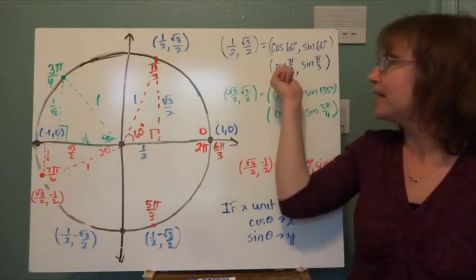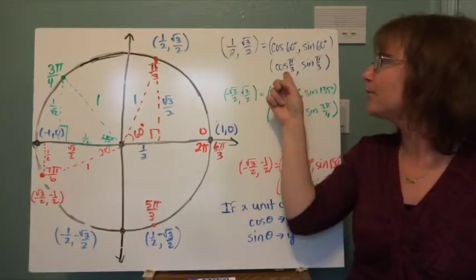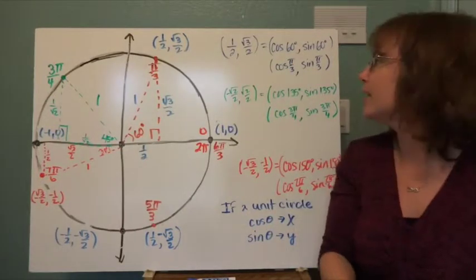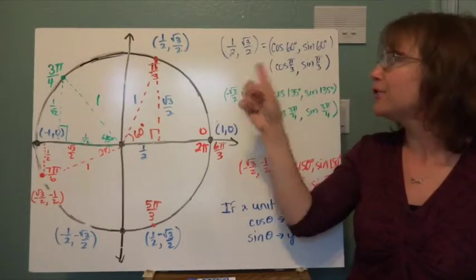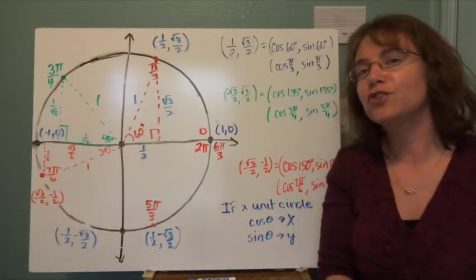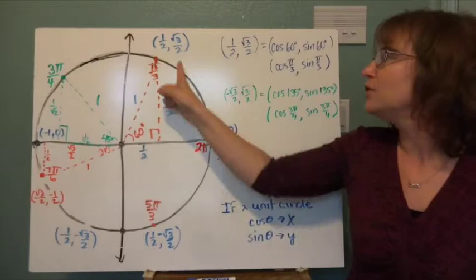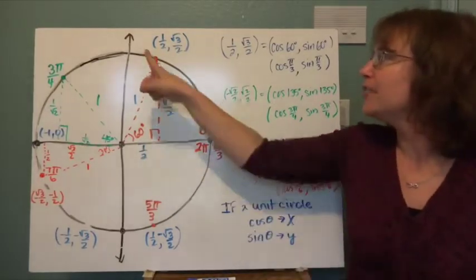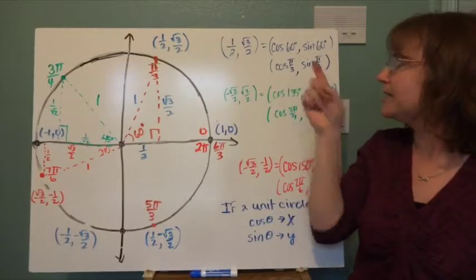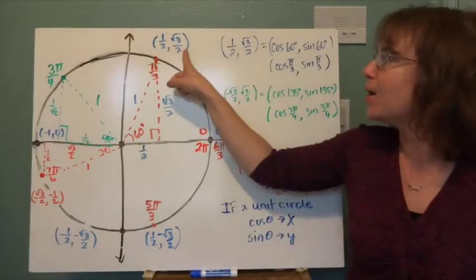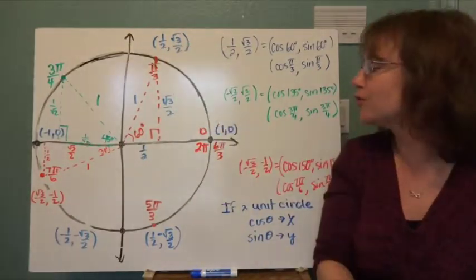I could also write this in terms of radians, where I have cosine of pi over 3, sine of pi over 3. So if someone asks you the cosine of pi over 3, you can use the unit circle to find its value. You just go over here to pi over 3 and look for the x coordinate. And if you wanted sine of pi over 3, you're just looking for that y coordinate in your unit circle.